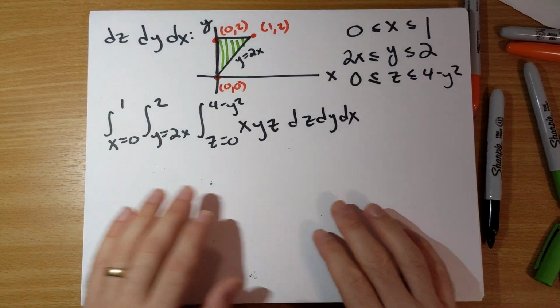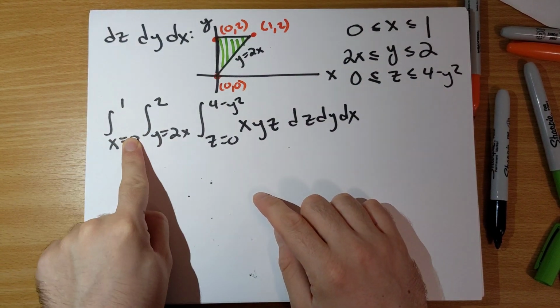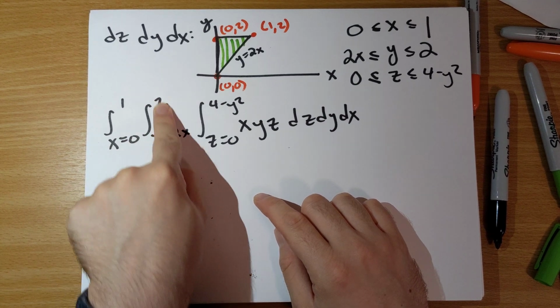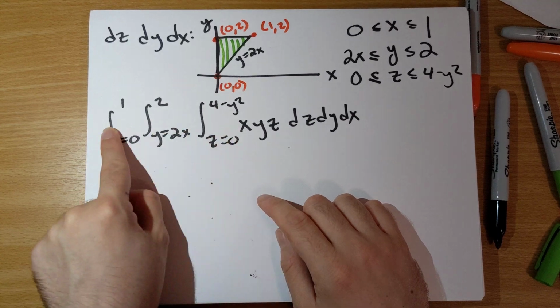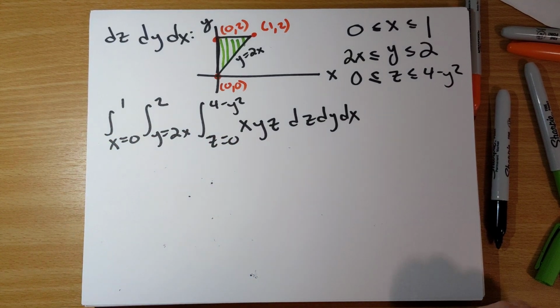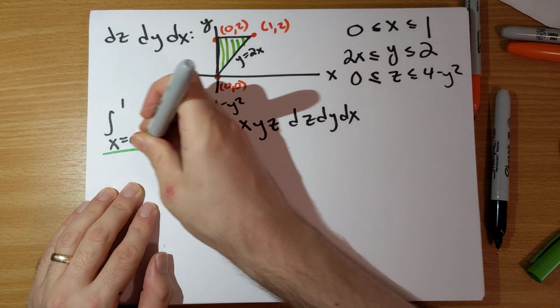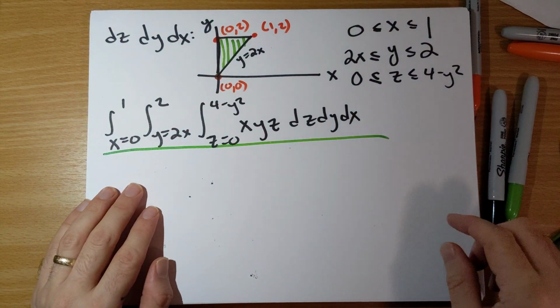So let me just point out here, the outermost bounds must be constants. The y bounds here can depend on x. This one does. The z bounds can depend on x and y. So far, so good. Okay, 1 down, 2 to go.